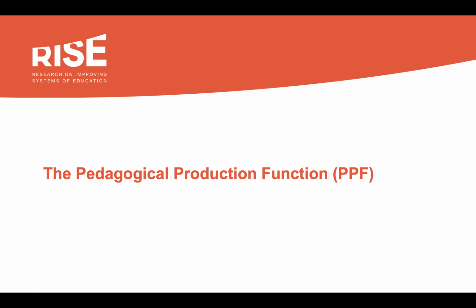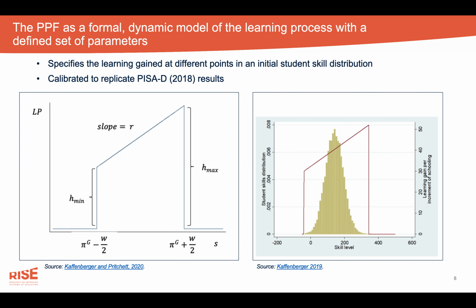So let's look at this pedagogical production function in a bit more detail for a few minutes. As I've said, this pedagogical production function is a formal dynamic model of the learning process with a defined set of parameters that make up this model. And basically the PPF specifies the learning that is gained at different points in an initial student skill distribution. So it is not just about the shape that this PPF itself takes, but it is also about the interaction with the student skill distributions.